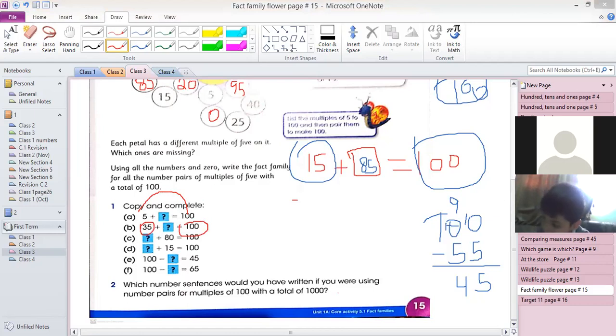I'm going to share a new screen with you guys. Until then, write the date, 13 October 2021. Day, today is Wednesday. Page number 15, fact family flower.